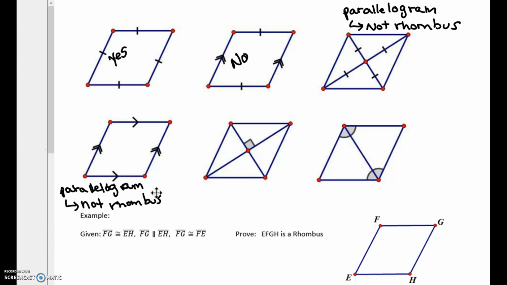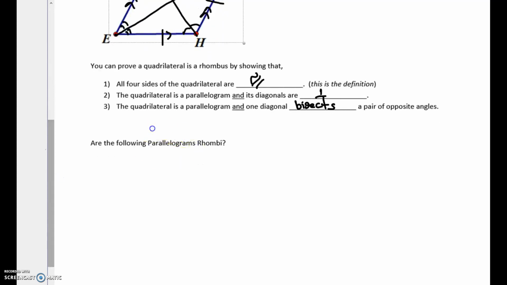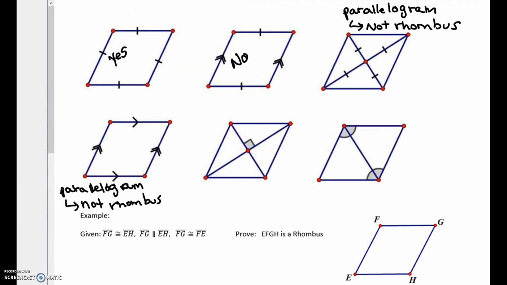And in my last one, I've got that my diagonals are perpendicular. Perpendicular diagonals will prove that something's a rhombus if it's a parallelogram. In my given back here, they told me that we're dealing with parallelograms, so I can say that this is a rhombus. If they didn't tell me that, I couldn't say that it's a rhombus. And this last one, I've got a diagonal that's bisecting my angle, so it is a rhombus.